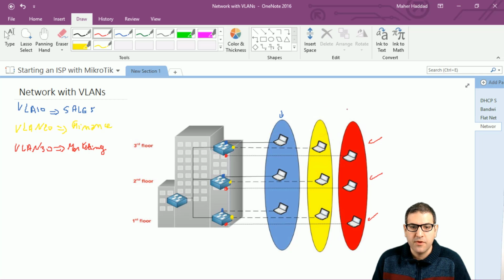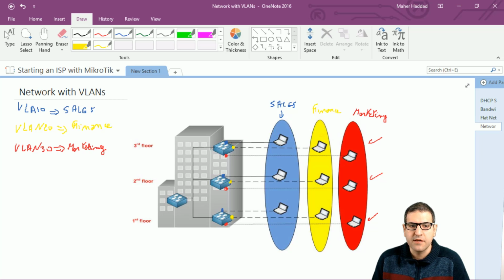Then in this case, what will happen is that here all users will be in the marketing, and here all users will be in the finance, and here all users will be in the sales. Okay, so what does it mean? It means we are grouping the same users or the same PCs based on the function they do, even if they are connected physically to the same switch, but they are not able to communicate to each other.